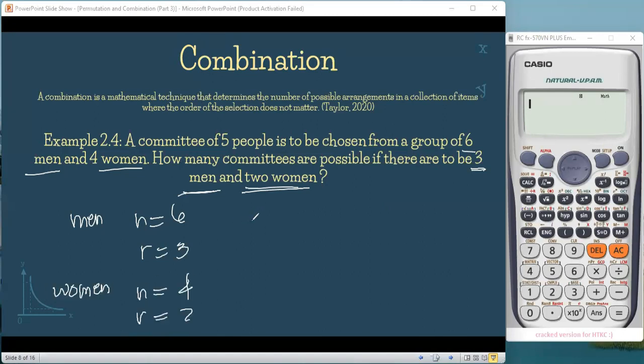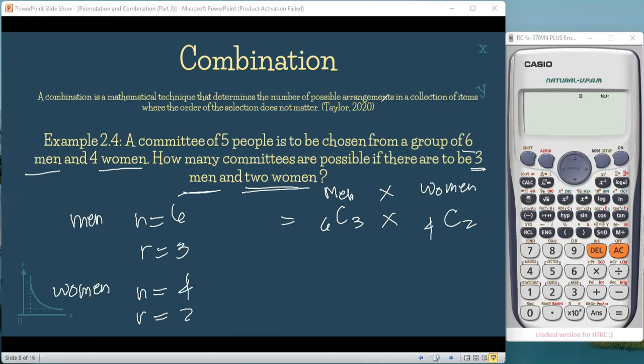So, paano po natin yan isosolve? So, first, si men muna po. So, si men natin is the combination of 6 taken 3 at a time. So ito po, para po ito sa mga kalalakihan. So men po ito, men times women. Times, ilan po sa kababaihan? So that is the combination of 4 taken 2 at a time.